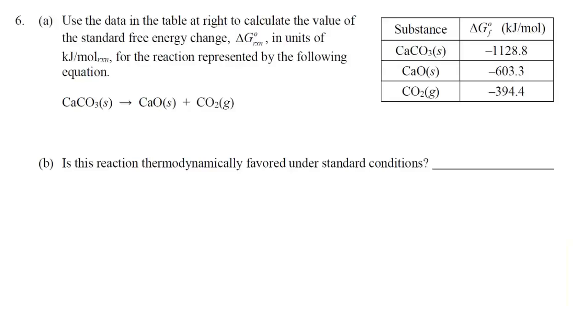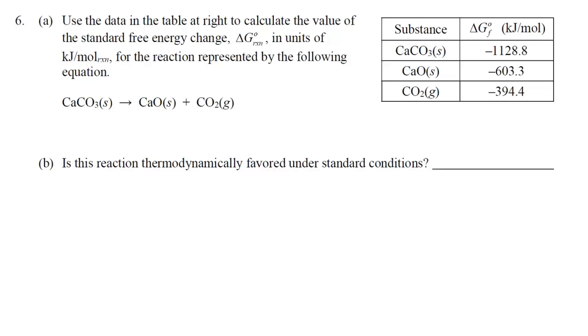This is question 6. In part A, it says use the data in the table at right to calculate the value of the standard free energy change, delta G, in units of kilojoules per mole of reaction for the reaction represented by the following equation. And this is the decomposition of calcium carbonate. We've seen this exact equation earlier in the packet back in question 4. But now, instead of calculating the change in entropy, delta S, we're calculating the change in free energy, delta G. So in the table, we're given the free energy of formation for each substance in this chemical equation.